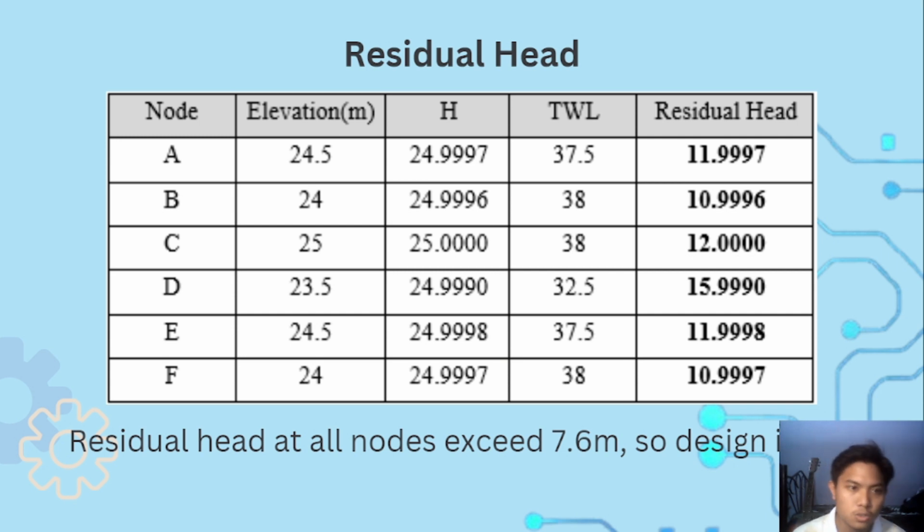Next, we will also calculate the residual head for our location. We will use every single node A, B, C, D, E, F. The elevation that we got, we list it there, along with the height and TWL. The formula is elevation plus H minus the TWL, and that gives the residual head. The residual head at all nodes exceeds 7.6 meter, so the design is okay.